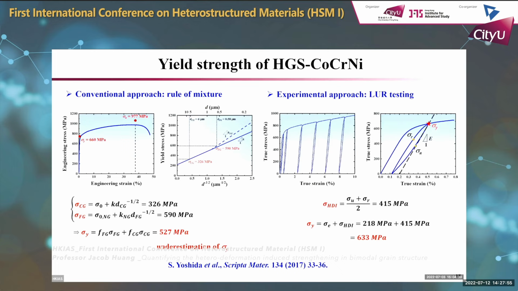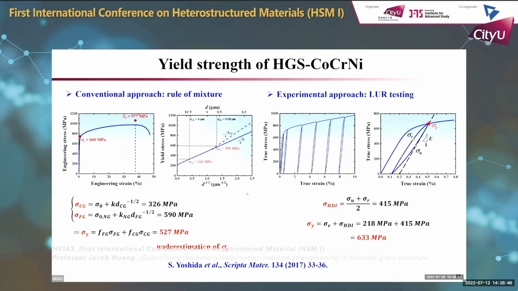First, with the conventional rule of mixture approach, you first need to know the stress for the coarse grain and the fine grain. After knowing the volume fraction, you just add it up. That will give you 527 MPa. You can see this apparently underestimates the yield stress. So that means there is some additional strengthening involved. For the conventional rule of mixture, we only considered the hard zone and soft zone. There is no consideration of the interaction between the hard and soft zones, called the back stress term.